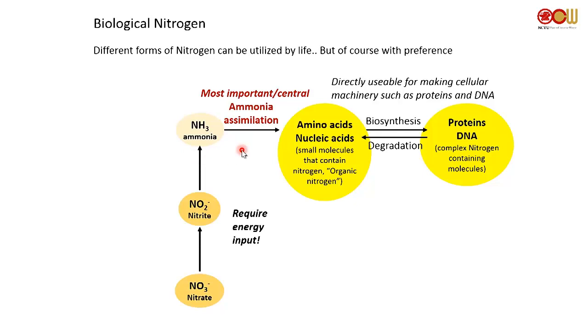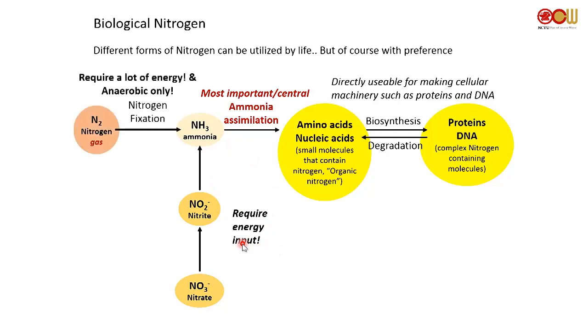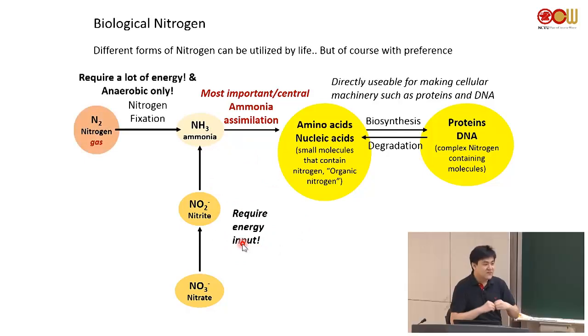You can get ammonia from more oxidized nitrogen. These are nitrates and nitrites. Ammonia is a reduced nitrogen because it has a lot of hydrogens on it, while here there is oxygen. So these are more oxidized than ammonia. As a result, in order to turn nitrate to nitrite to ammonia, you need to input energy. Make sense?